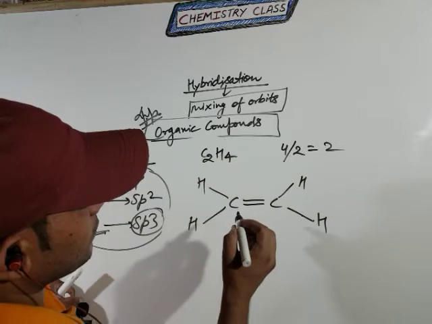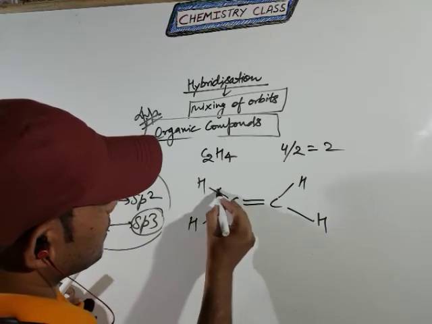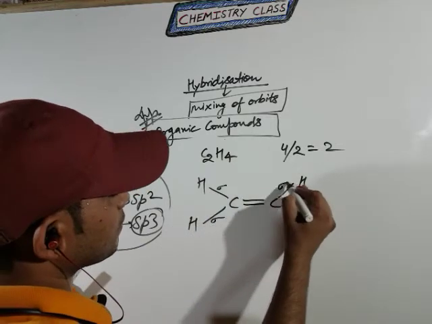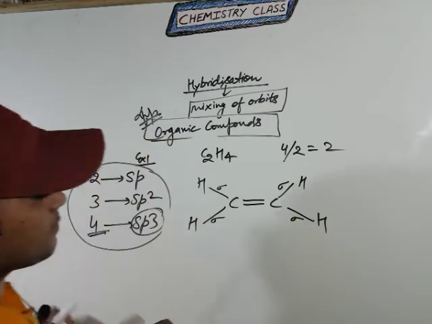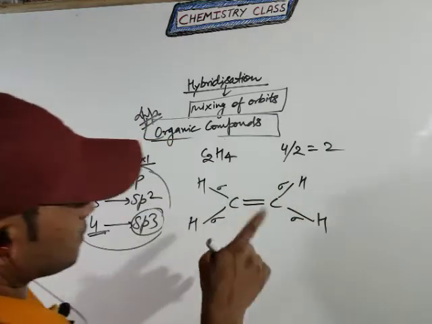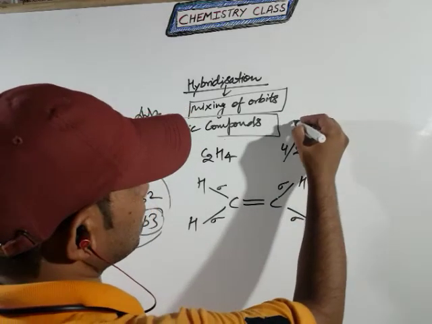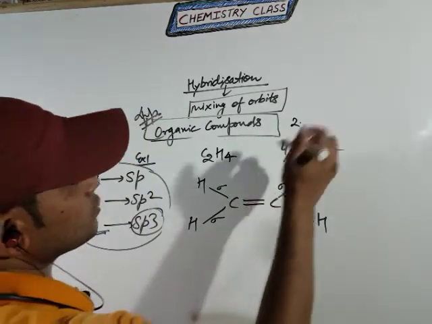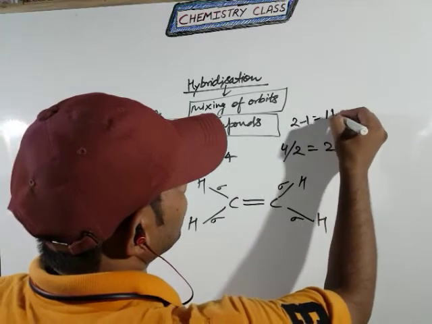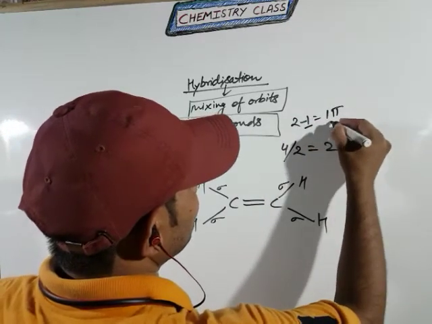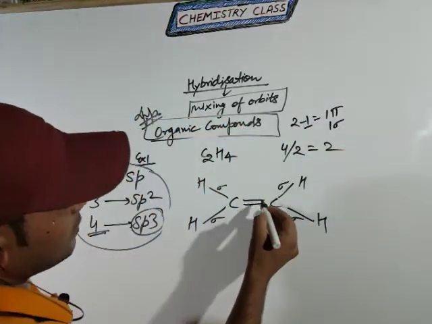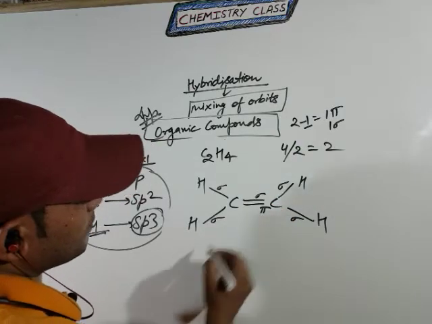So first you calculate the number of sigma bonds. A single bond is a sigma bond, as we already discussed. But in this case there is a double bond, so the trick is already there. Total bond is how much? 2, and minus 1 equals 1 is the pi bond, and how much subtract? 1 is sigma. So this is our sigma bond and this is our pi bond.